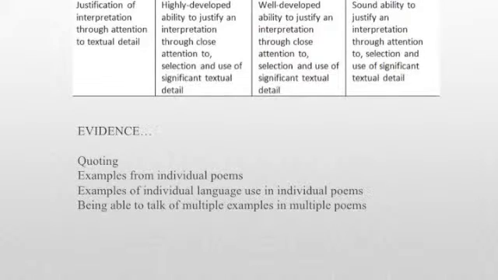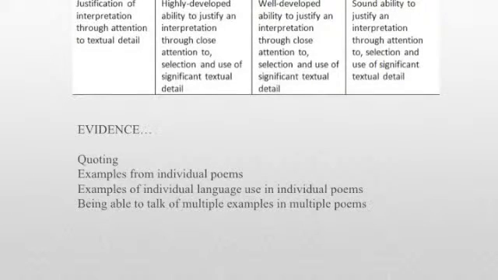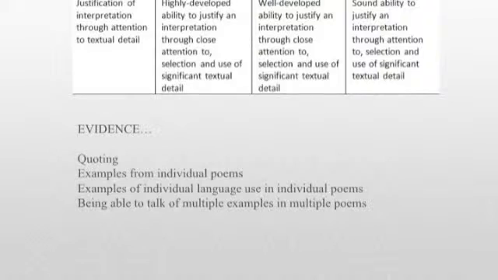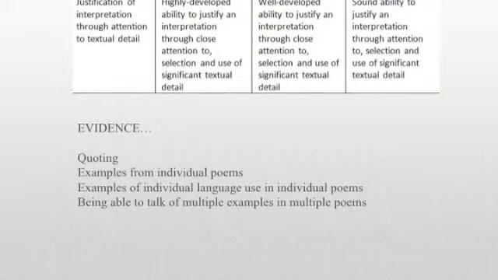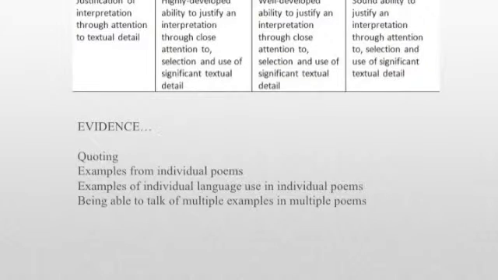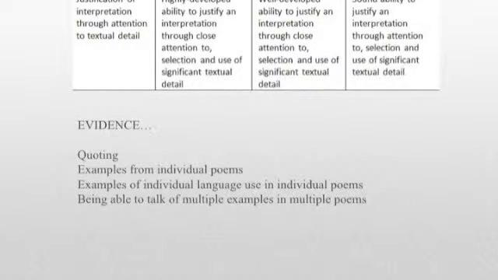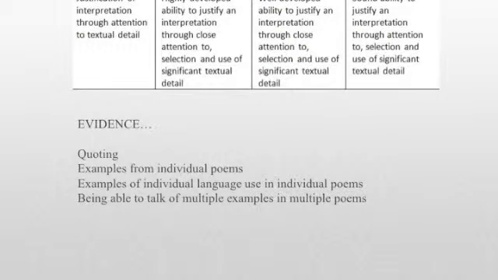The next criteria is attention to textual detail. The best examples, the best essays will have highly developed abilities to justify an interpretation through close attention to selection and use of significant textual detail. This is quoting. This is working with individual poems. This is talking about individual language in individual poems. And as I said in class, probably being able to talk about multiple examples through multiple poems. This is the evidence that backs up your essay.